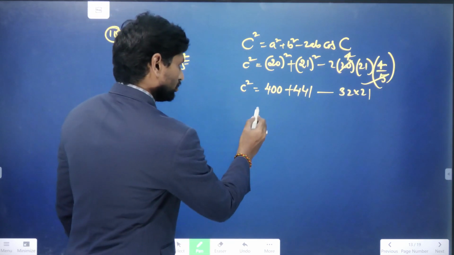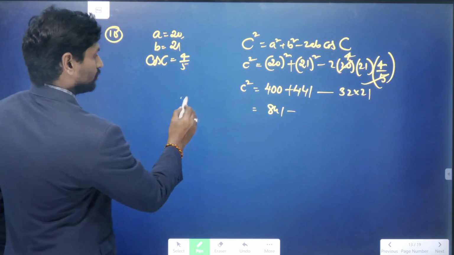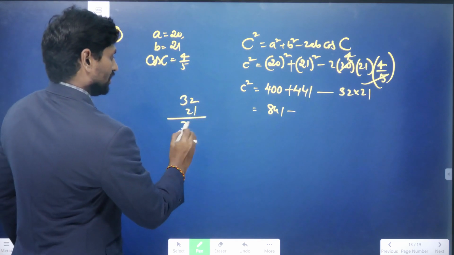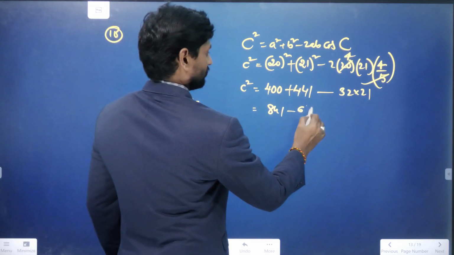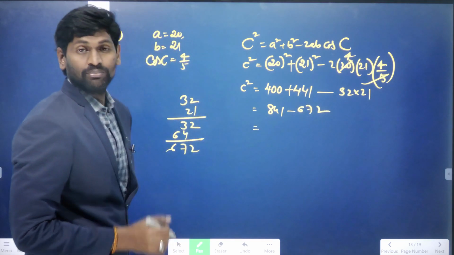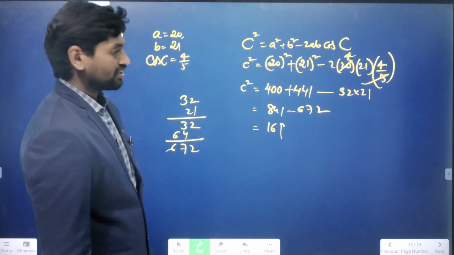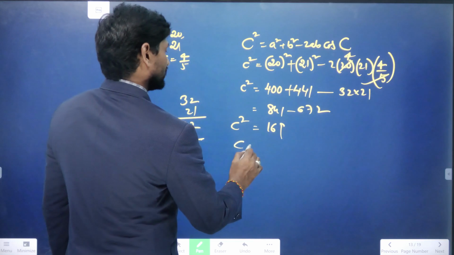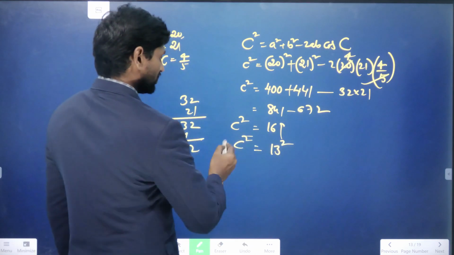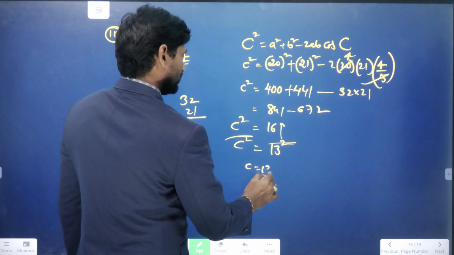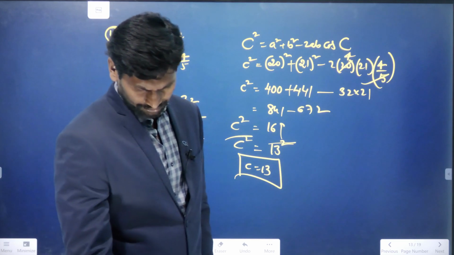Now add these two. It will be 841 minus 32 21s. 21 times 32 is 672. Subtract both of them. 841 minus 672 is nothing but 169. So c square value is 169. c square is equal to 169, which is a square number, 13 square. Both sides square cancel. c value is 13. That's it. That is the answer.